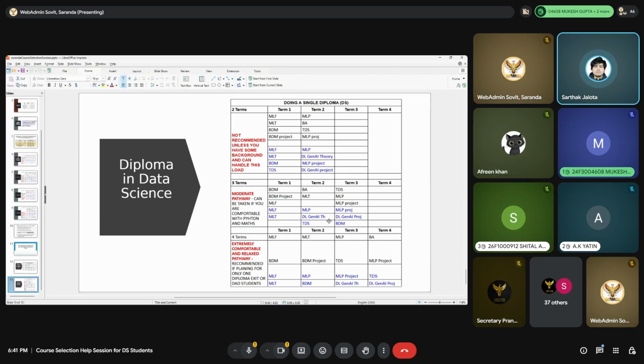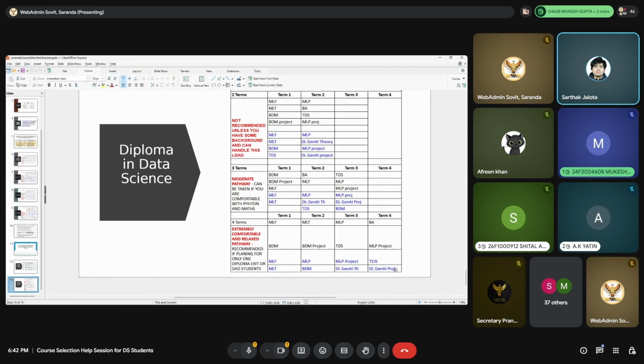And even the BDM project for dual degree students is going to be very hectic, as you have to approach a business and work with them consistently. You have to make an Excel sheet, and it's not recommended for dual degree students to go for the 3-term path. Okay, 4 terms, very good path if you are weak at maths, and if you have an issue in MLF, you can go for the 4-term path. Okay, and for dual degree students, this is going to be the recommended pace for diploma in data science.